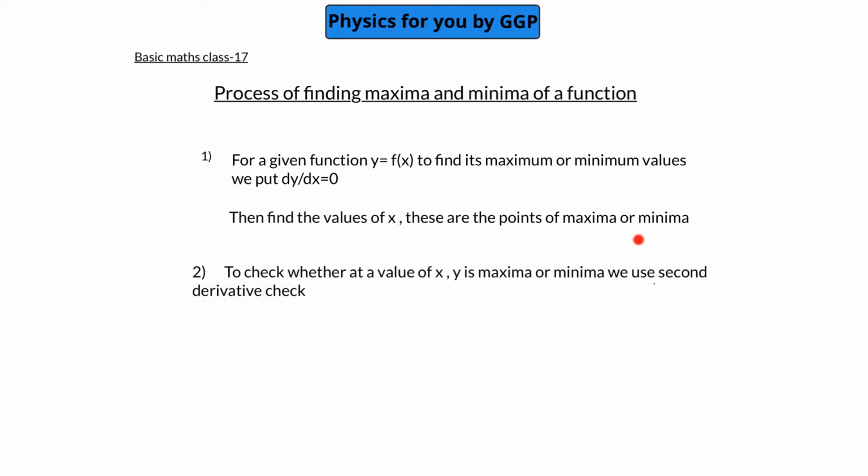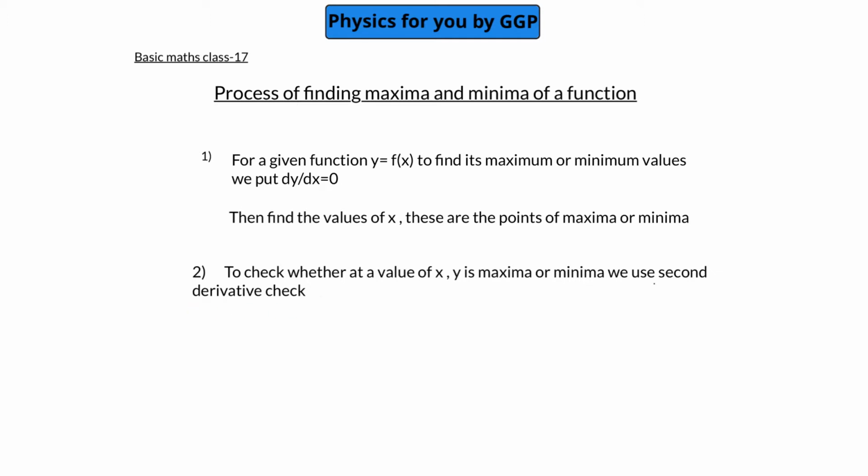These are the points of maxima or minima, because the condition for maxima and minima is the same. Now to check whether for a particular value of x we are going to get a maximum value of y or a minimum value of y, we go for a second derivative check. So the second step is to check whether, for the value of x, y is maxima or minima. We use the second derivative check.